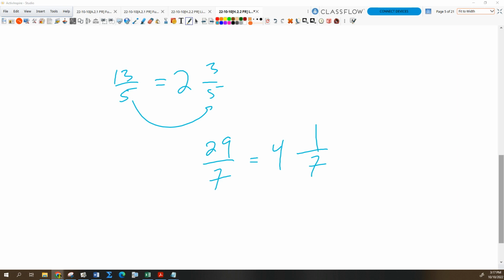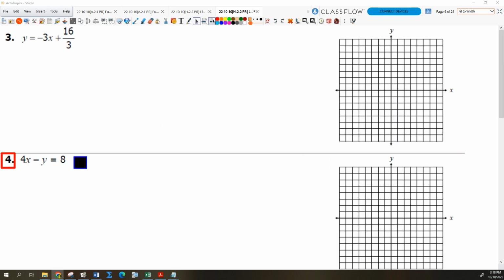So if I were graphing a point that had an x-intercept at 29 sevenths, 0, how do you know where to put the 29 sevenths on the graph? You've got to think of it in terms of a mixed number, so you know it's going to be a little more than 4. That's the only reason. I was thinking of it in terms of both axes for a second.